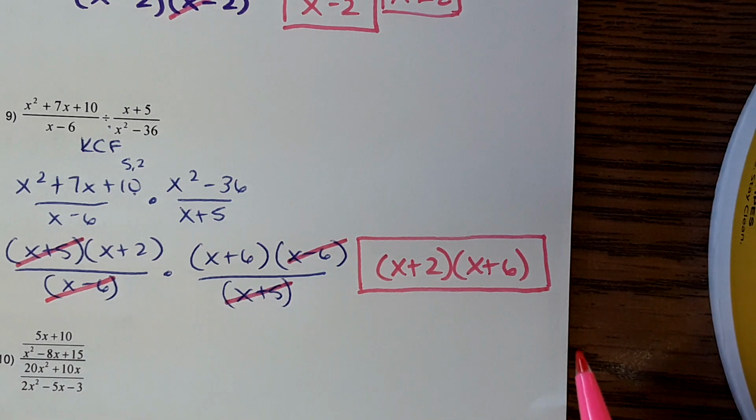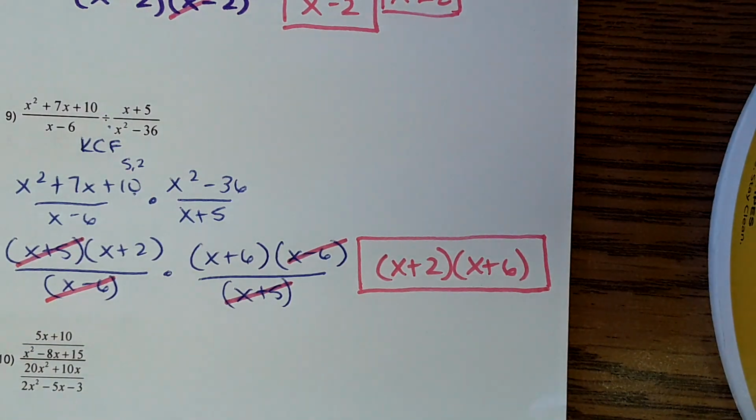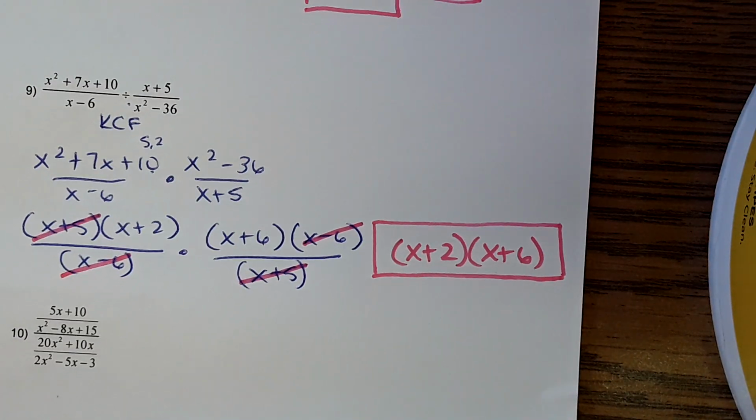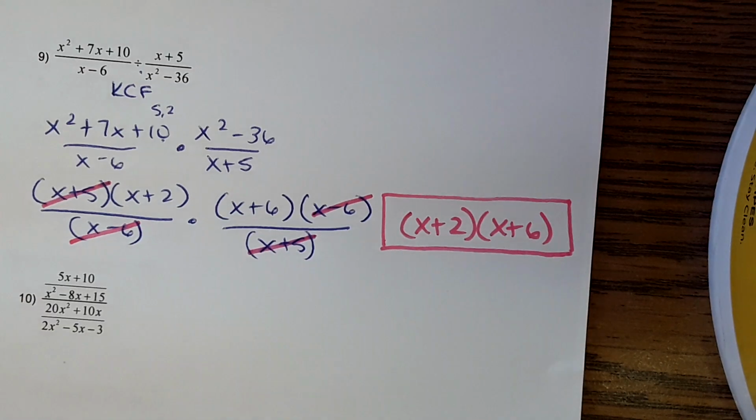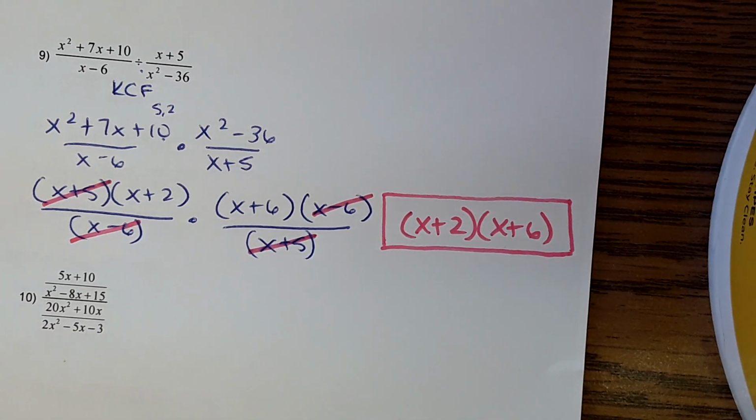Yes, you could FOIL that out. According to your answer key, she just left it like that. So we can leave it like that too. This is when you don't need an x doesn't equal, because there's no x in the denominator.